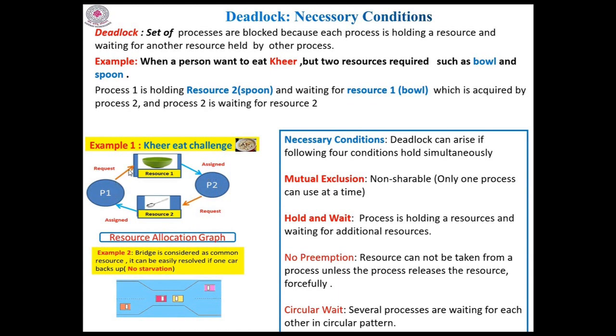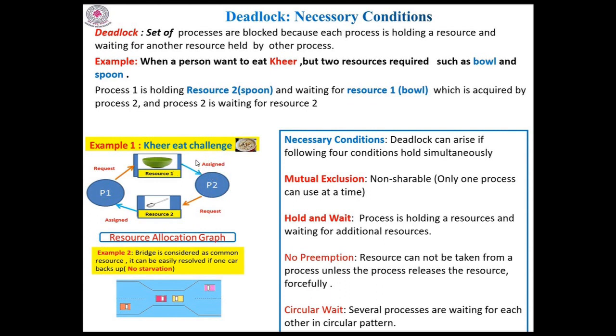The edge is from P1 to resource 1. When the edge is from P1 to resource 1, this edge is called a request edge, or I can say a waiting edge. That means P1 is requesting resource 1. Similarly, when the edge is from resource 1 to P2, this edge is called an assigned edge or allocated edge. That means resource 1 is assigned to P2, or resource 1 is allocated to P2.